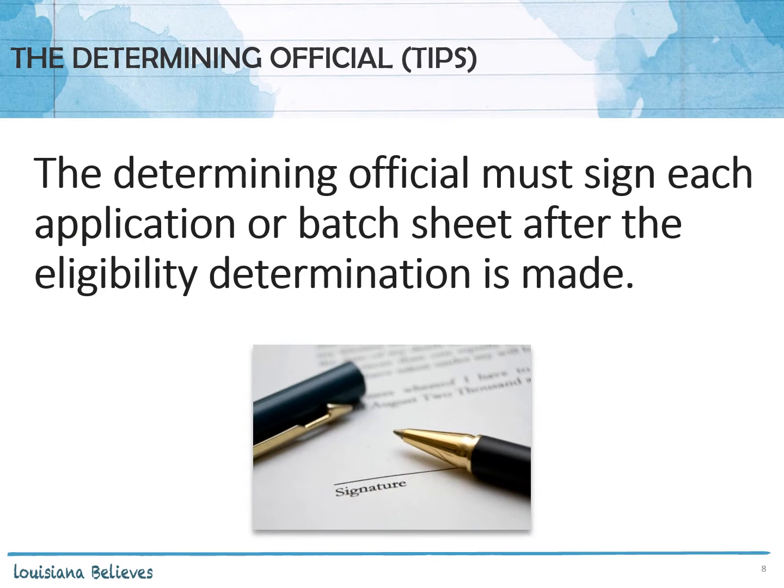The determining official or officials determine free or reduced price status by checking to make sure the application is complete and following up on applications with missing information. Any missing or additional information provided to the determining official should be documented on the application in a different colored ink and initialed and dated by the person who collected the information. They also calculate and evaluate the application for eligibility, and assign and record free or reduced status on each application or batch sheet. The determining official must sign each application or batch sheet after the eligibility determination is made.